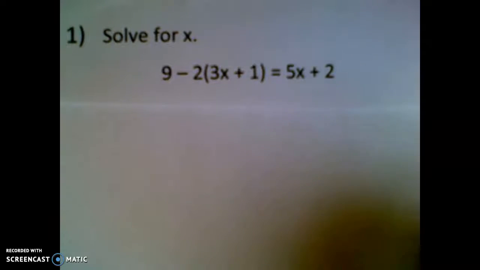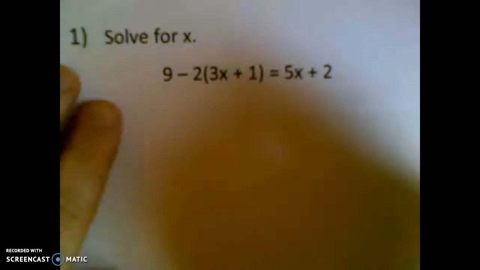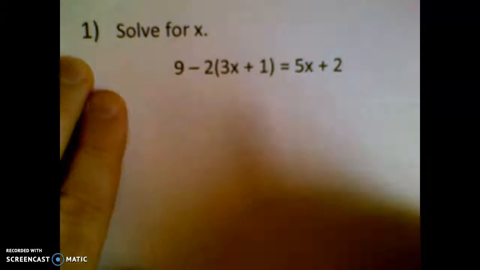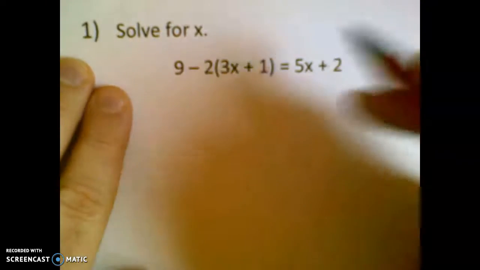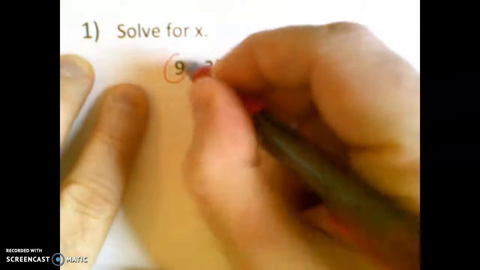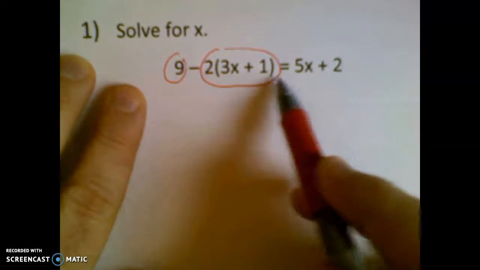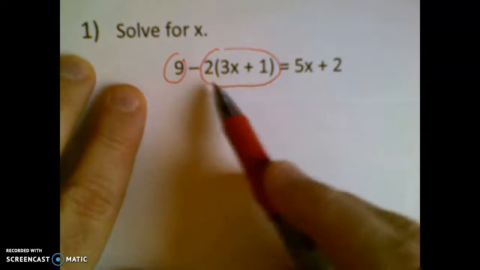All right, here are the warm-up answers for April 23rd. So the first equation, you may be tempted to do the 9 minus 2 first, but we have order of operations. So if I circle my terms, we need to go ahead and multiply or distribute as one of our first steps.